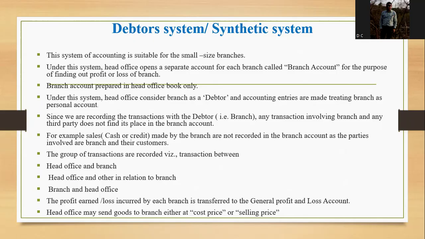If it is a profit, that will be credited, and if it is a loss, that will be debited. Head office may send goods to the branch either at cost price or selling price, because the head office has strict control over the branch under the debtor system, these being dependent branches. Head office may send goods to the branch at cost price, and sometimes head office sells goods to the branch at selling price, because the price will be fixed by the head office. Branch cannot fix its own price. Branch is authorized to sell goods on the instructions from the head office. So these are the features of the debtor system.